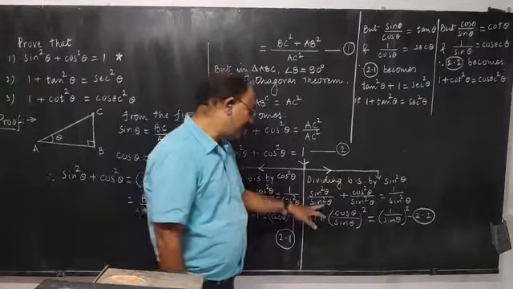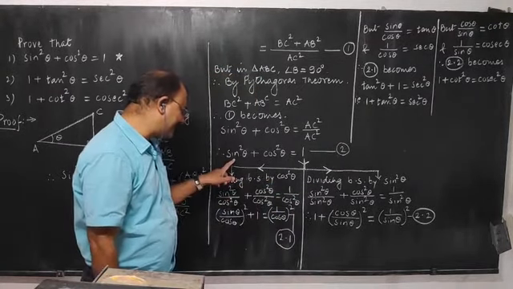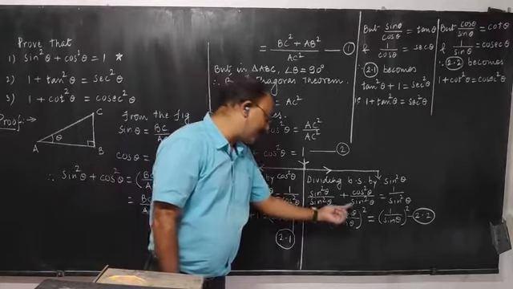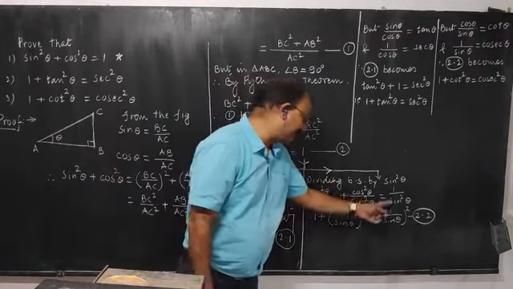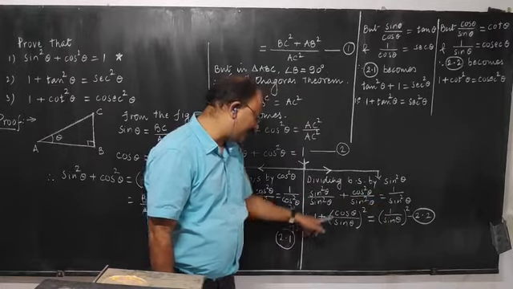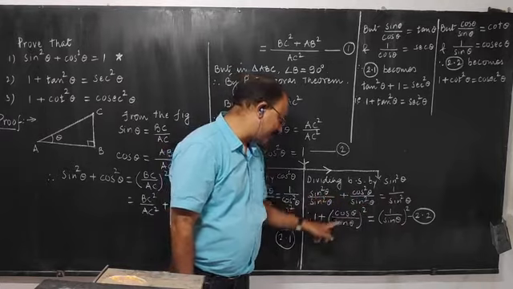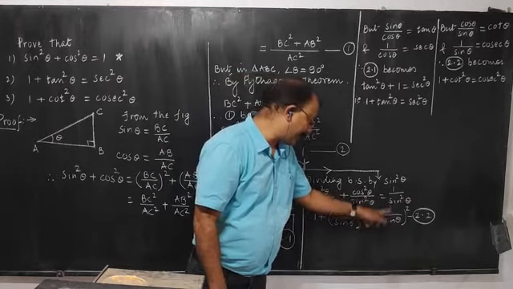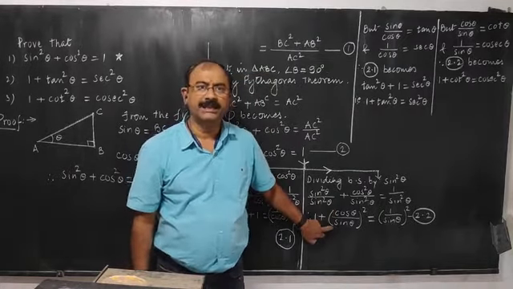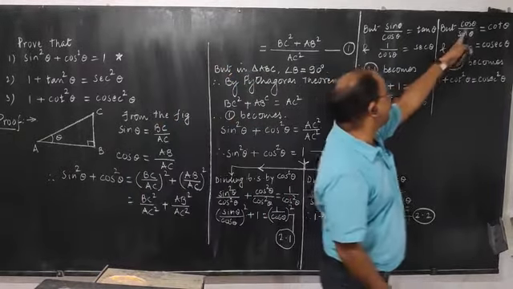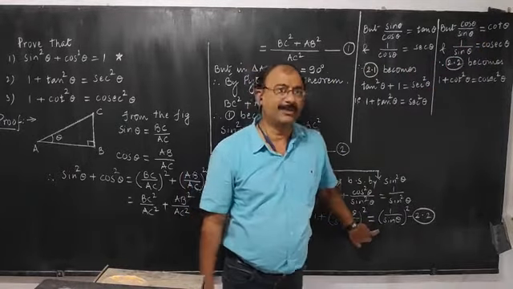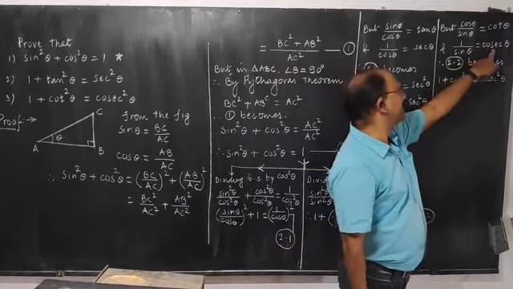If I divide both sides by sin square theta, I get sin square theta upon sin square theta, cos square theta upon sin square theta, and 1 upon sin square theta. Again, sin square theta upon sin square theta is equal to 1. Cos square theta upon sin square theta is cos upon sin whole square, and this is 1 upon sin theta whole square. But we know that cos theta upon sin theta is equal to cot theta, and 1 upon sin theta is equal to cosec theta.